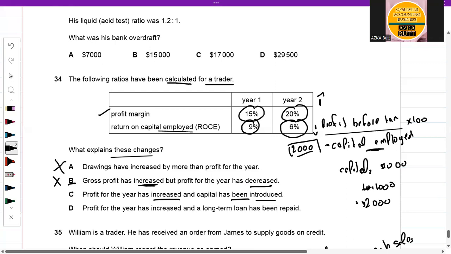So it means the C option seems to be the right option. Profit for the year has increased and a long-term loan has been repaid. If a long-term loan has been repaid, it will decrease your denominator. But if the denominator is decreased, our return on capital would increase. But this is not the case. Again, you will see the return on capital has decreased because the denominator got higher because new capital has been introduced. So that's why D is not the right option.